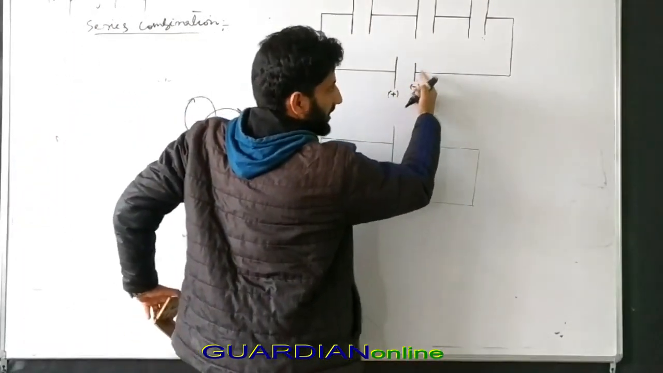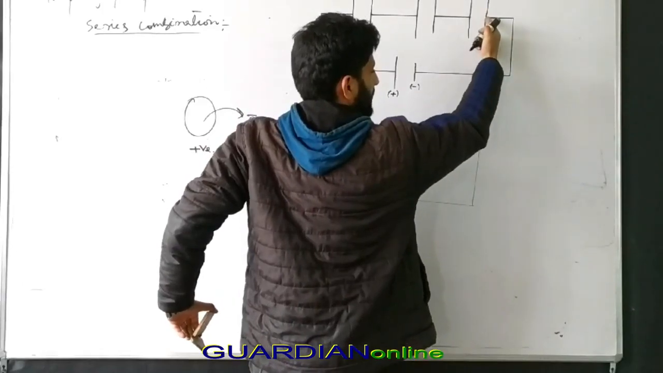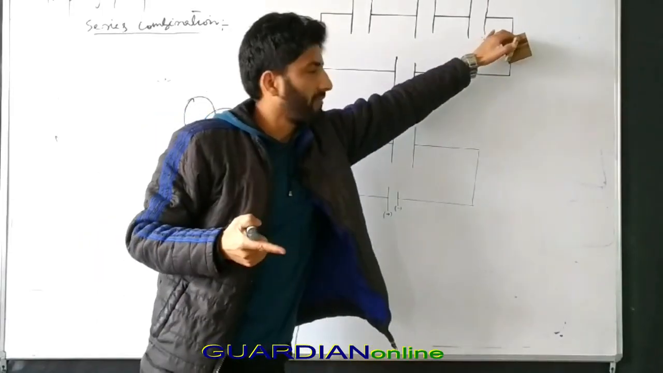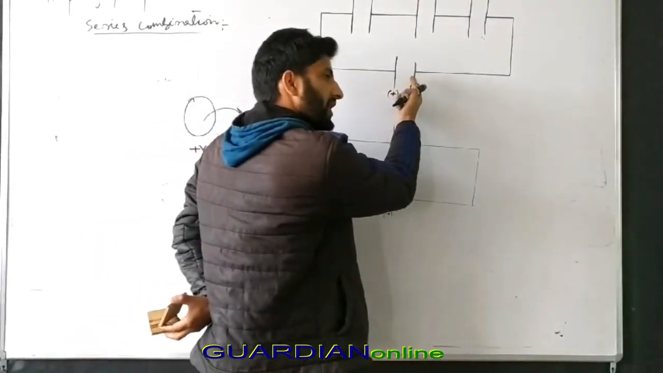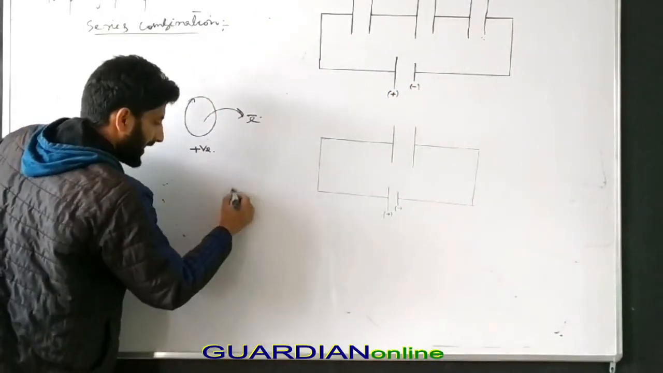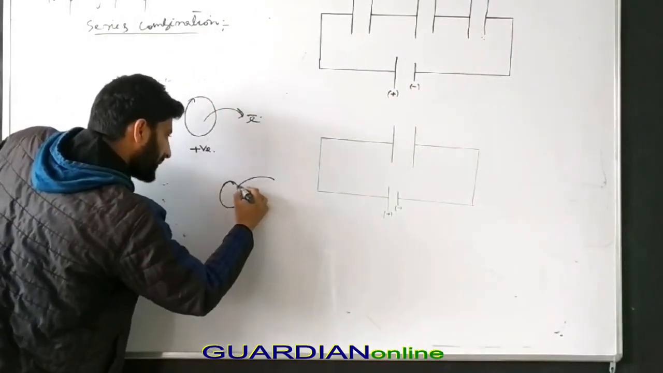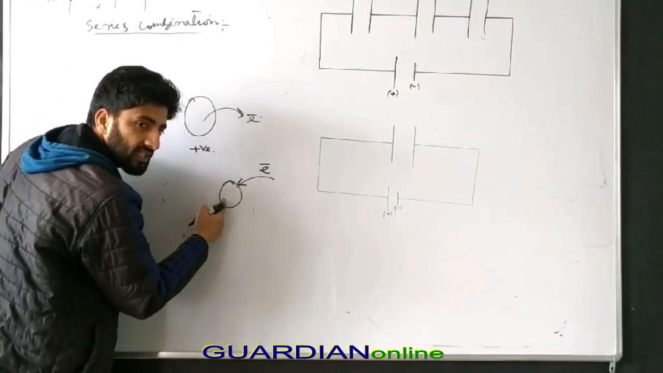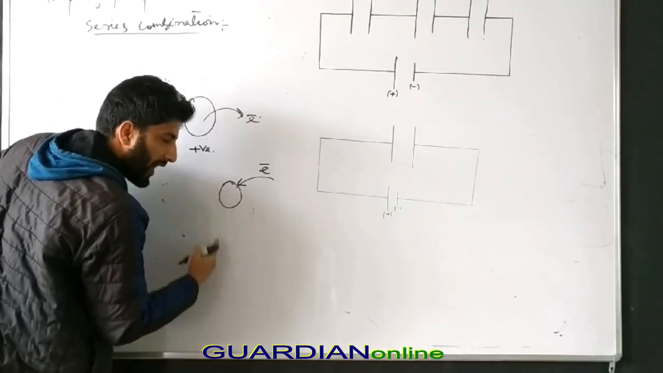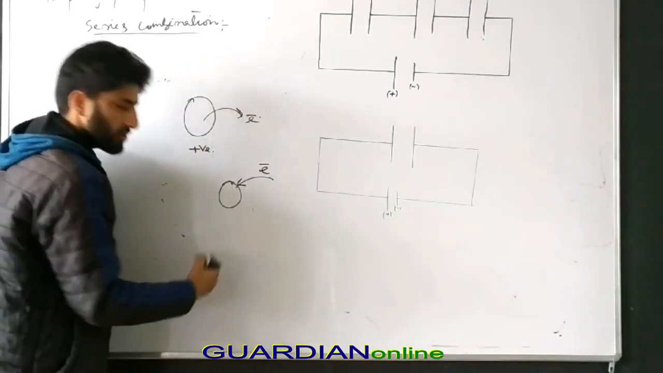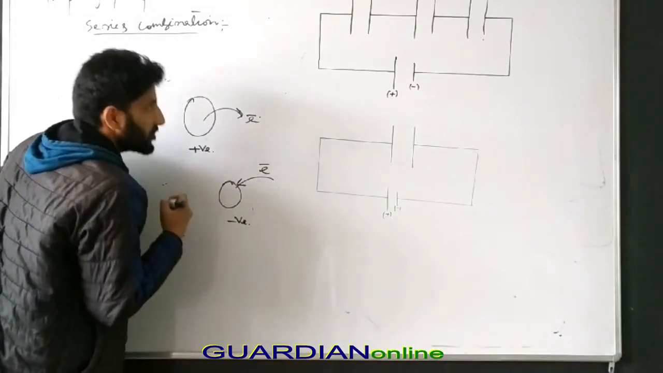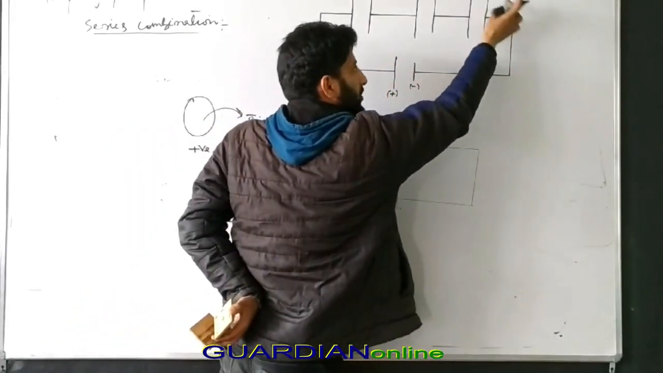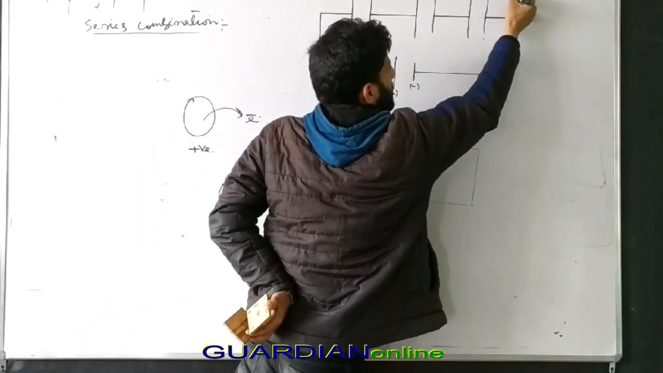Now, for the negative terminal, electrons will never leave, and the potential equalizes. If external electrons arrive at a body, the net charge increases, but it is negative, because electrons have arrived. So you see the net charge is negative. Let us say the charge is minus q on this plate.